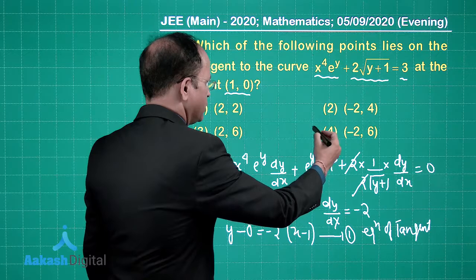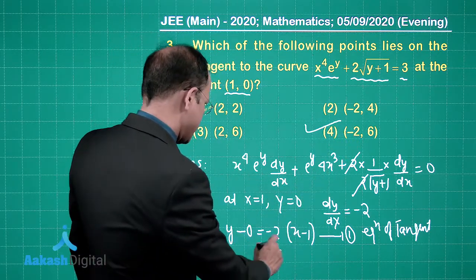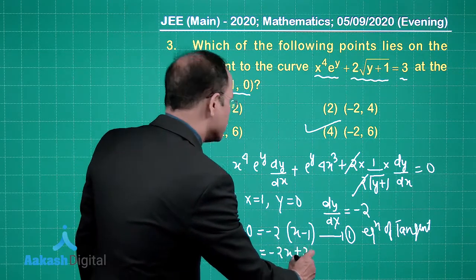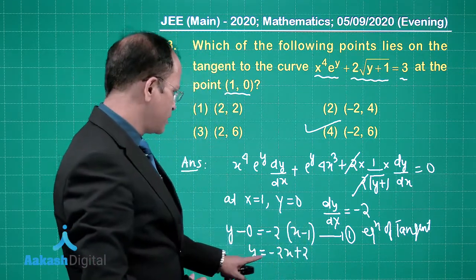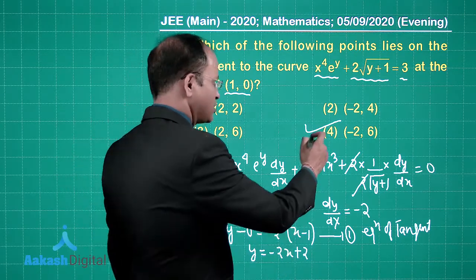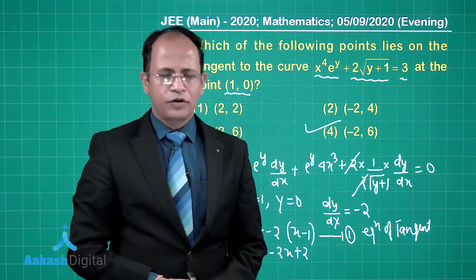So we can see here the fourth option, minus 2 comma c. So which is nothing but we have y minus 0, y is equal to how much? Minus 2x, this is plus 2. So we can just take 6 here. So minus 2 into minus 2 is coming out to be 4, 4 plus 2 is 6. So 6 is equal to 6. So option 4 is coming out to be the right answer. So hopefully the questions are clear to you.